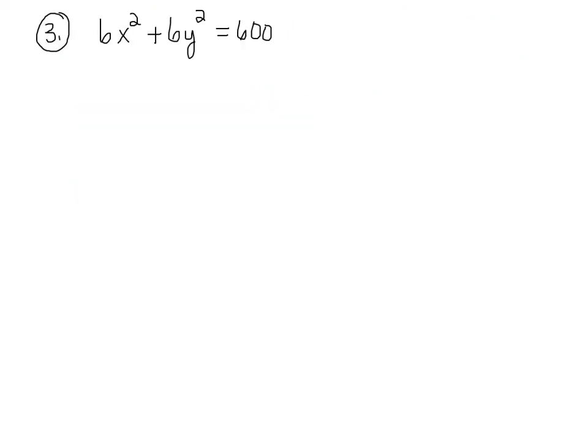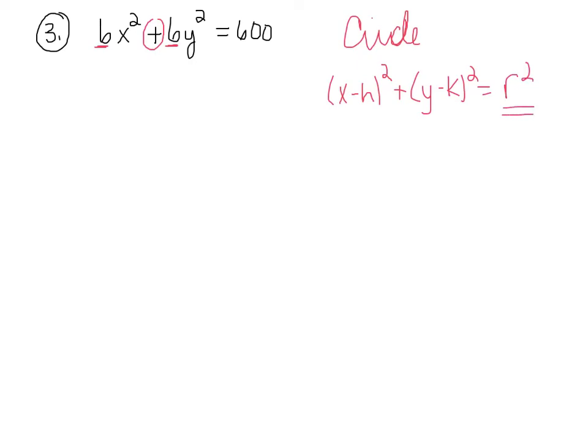Okay, the next equation, 6x squared plus 6y squared equals 600. So you might be thinking, okay, this looks like it could be a circle or it could be an ellipse. It's a plus in between two things being squared, so it's got to be one of those. The way you can tell is that these coefficients are the same, and so therefore it is a circle. And if you remember, the circle looks like this, x minus h squared plus y minus k squared, and it's equal to the radius squared. So it doesn't have to equal 1, it just equals the radius squared.